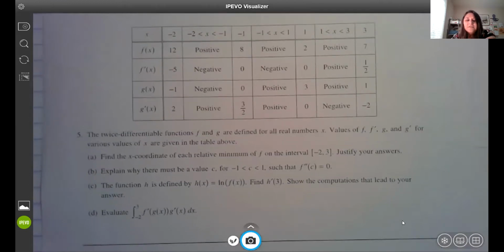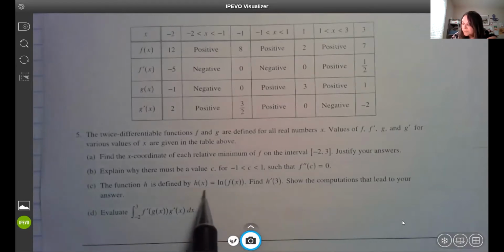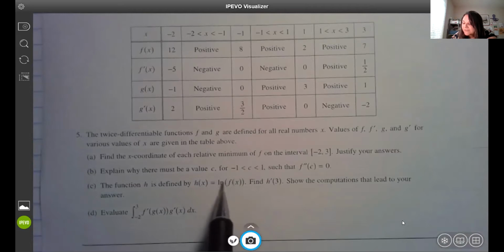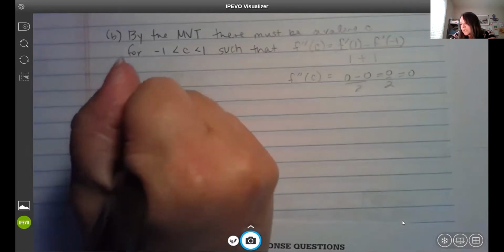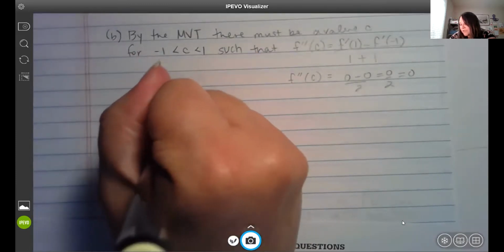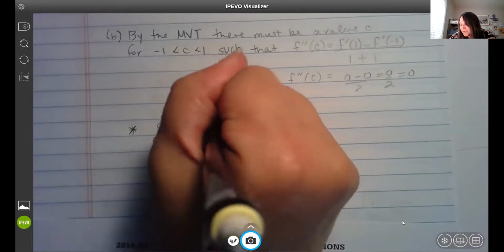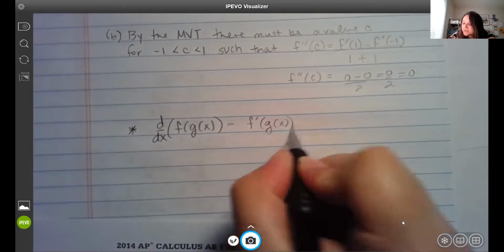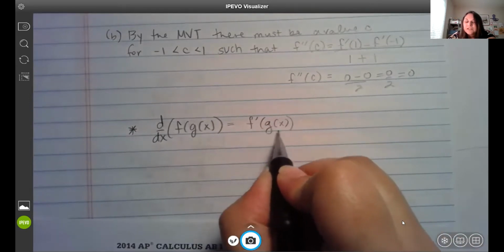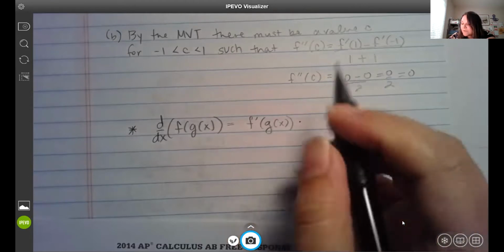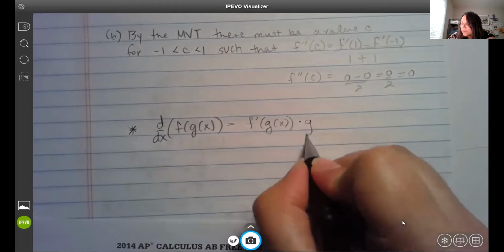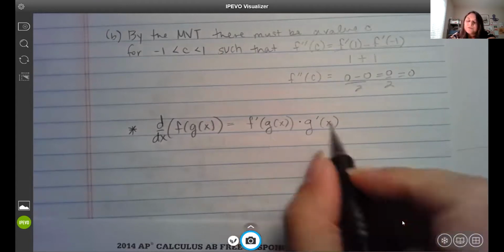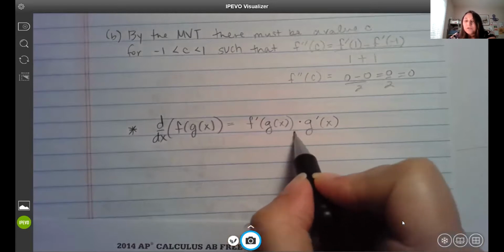Next question, part C. The function h is defined by, and so what you see is the chain rule is about to happen here, because you've got a function inside of a function, and they want you to find the derivative of this. So remember that the derivative of a function inside of a function, here's your chain rule, is going to be the derivative of f with respect to g of x. So the inner function doesn't change when you take the derivative of the outer, and then you multiply times the derivative of the inner. So there are two different derivatives, but at different input values.